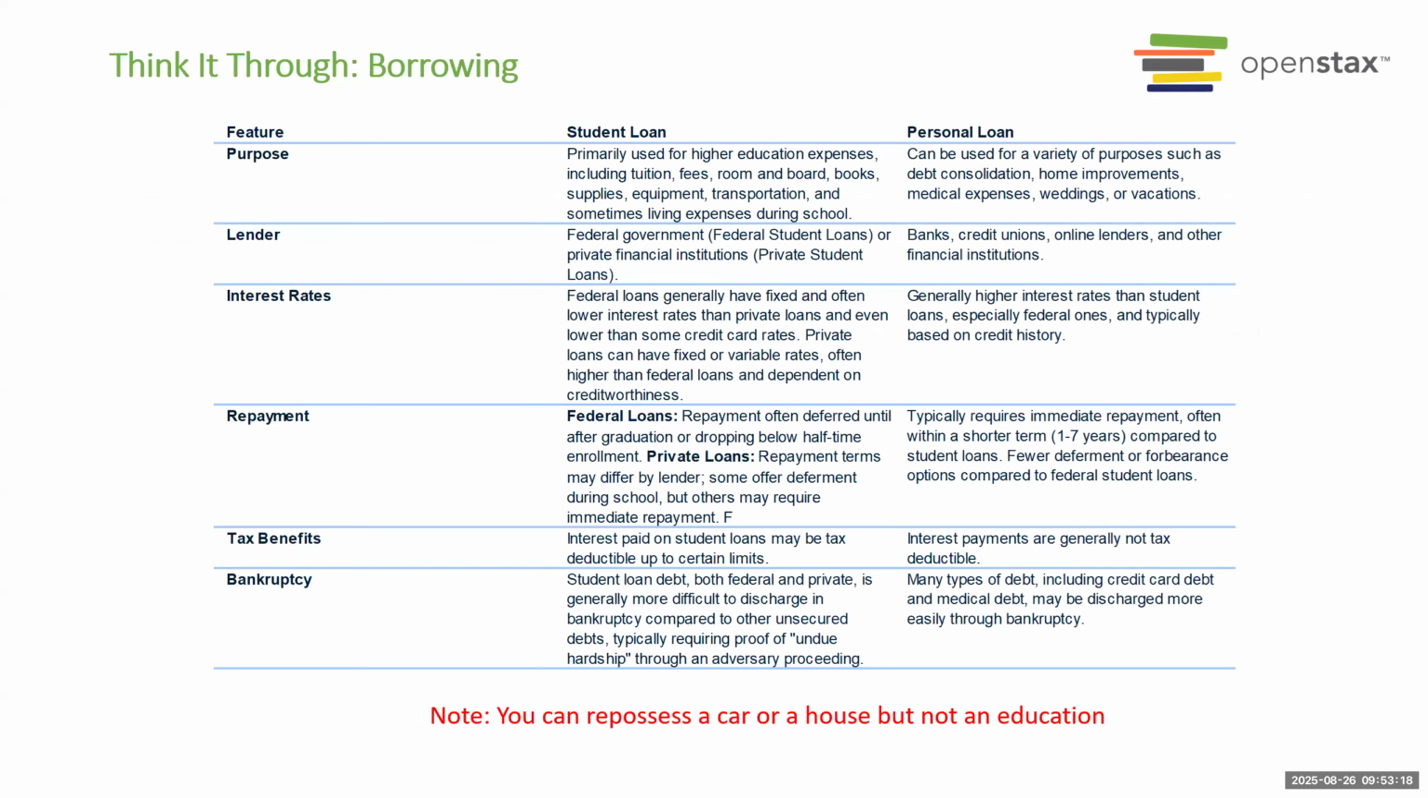So the purpose for a student loan is obviously to attend school, to pay for room and board and books, where a personal loan can be used for debt consolidation, home improvements, and various other things. The lender is usually the federal government or a private institution for a student loan, where a personal loan is from banks, credit unions, online lenders, and other financial institutions. Interest rates on federal loans are normally much lower than a private loan. Private loans can have fixed or variable rates, often higher than federal loans and dependent on creditworthiness.